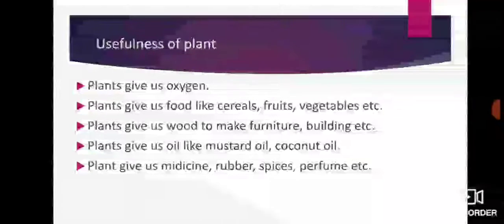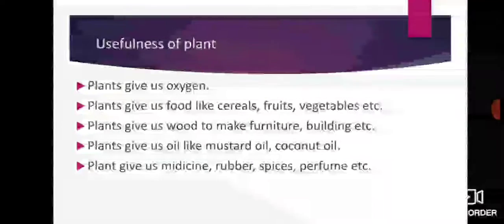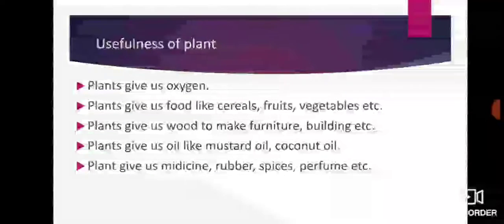Next point, plants give us wood. Wood means lakri. We get wood and we make furniture, buildings from this wood. Plants give us oil like mustard oil, coconut oil, sunflower oil, etc. Plants give us medicine, rubber, spices. Medicine means dawai, spices means masale, perfumes means sugandhi, etc.